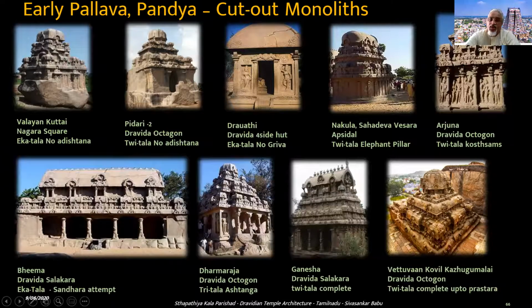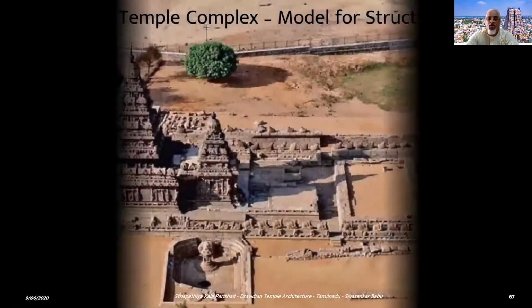So Pandyas did the same thing, and their octagonal Shikara and Talas are fantastic structures, but unfortunately it stopped at that point of time. So during this, they are having a good handle on the types of Shikaras in monolithic structures.